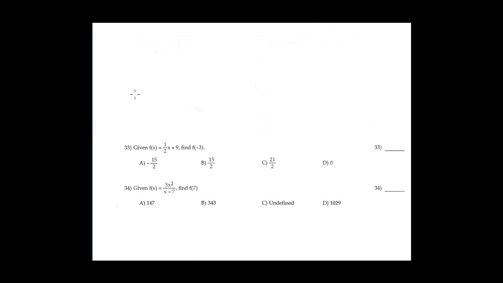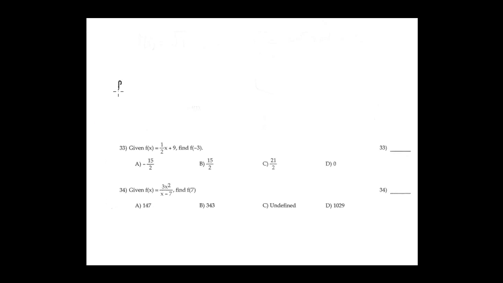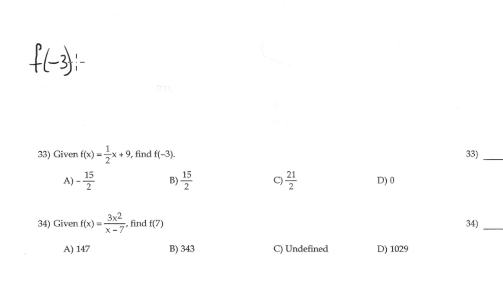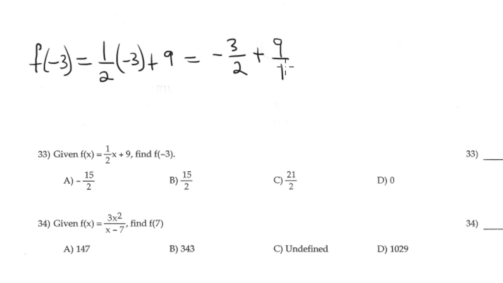Okay, question 33 is evaluate at negative 3. This is f evaluated at negative 3. Plugging in, it's 1 half times negative 3 plus 9. Multiplication: this is minus 3 halves plus 9 over 1. The common denominator is 2. 2 divided by 2 is 1, multiplied by negative 3 is negative 3, plus 2 divided by 1 is 2, times 9 is 18. When you're subtracting, this is 15 over 2. 15 over 2 is B.